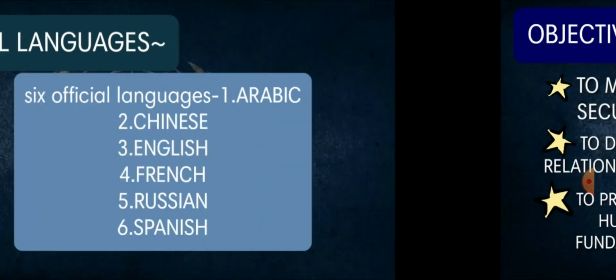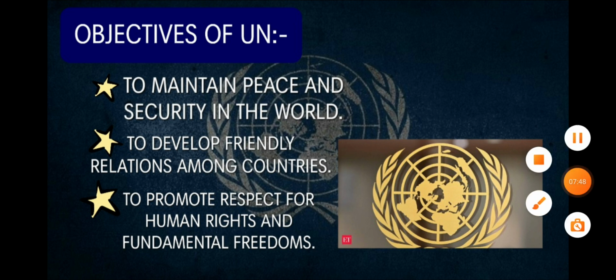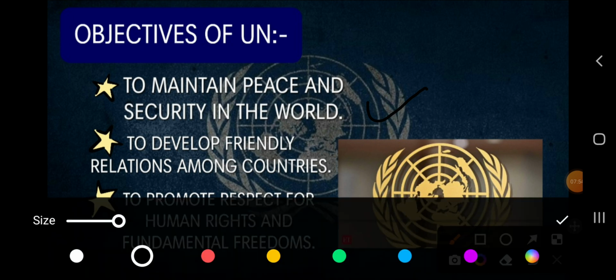Okay. Now, what are the objectives of the UN? Objectives means why the UN was formed. What are, we can say, the things where the UN wants to work. Okay, so let's discuss all this. So the first one is to maintain peace and security in the world.